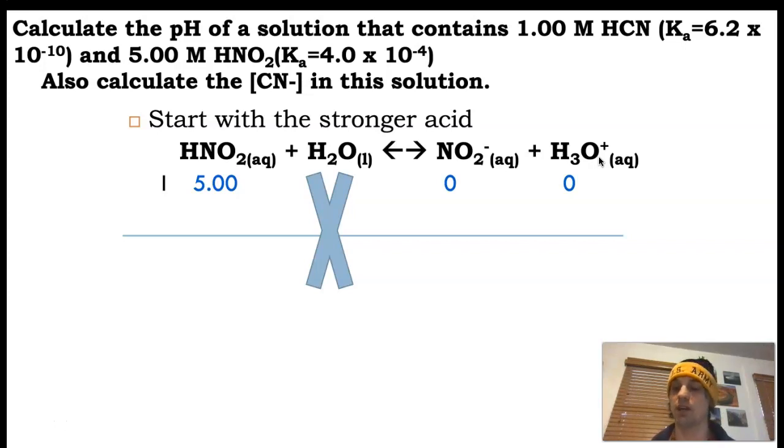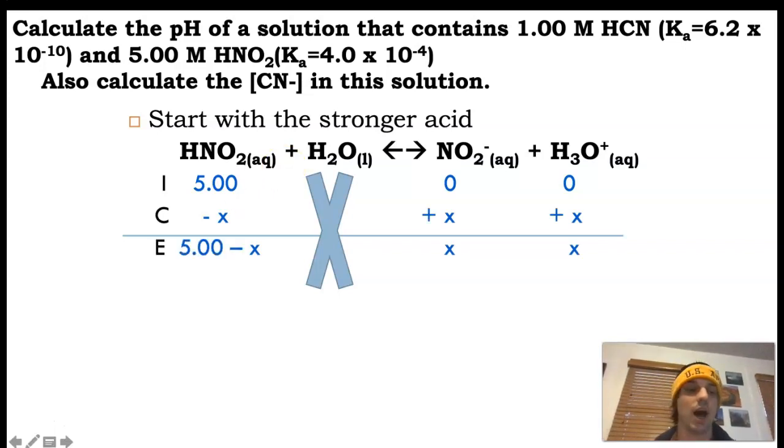Now, hopefully, we can fill the rest in quickly, where I know over on the left is minus X, over on the right is plus X and plus X, and this is what I end up with. Now, how do I determine this right here? How do I determine this? Well, I need an equilibrium expression.